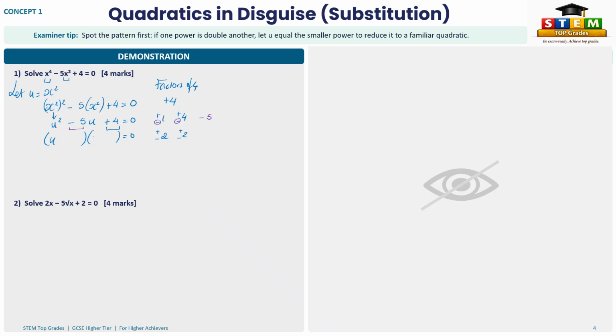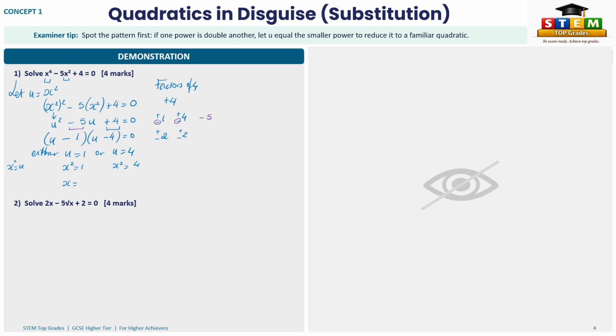We're going to write u within those brackets, and then combine that with minus 1 and minus 4. This gives us either u is equal to 1 or u is equal to 4. Let's bring back x squared. So remember, x squared equals u. So x squared equals 1 or x squared equals 4.